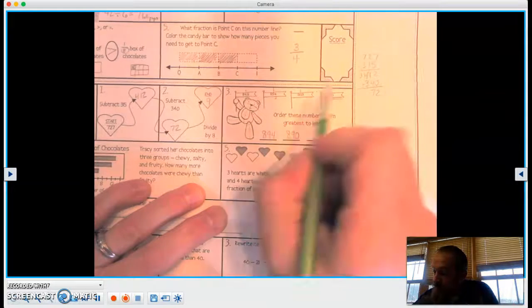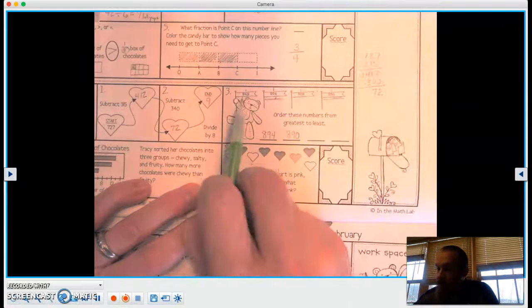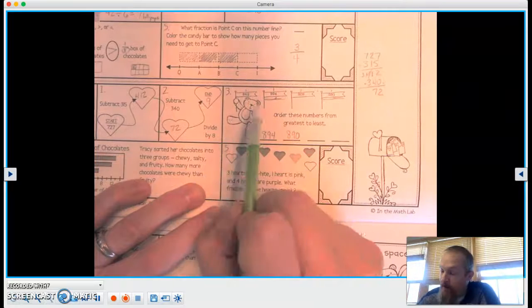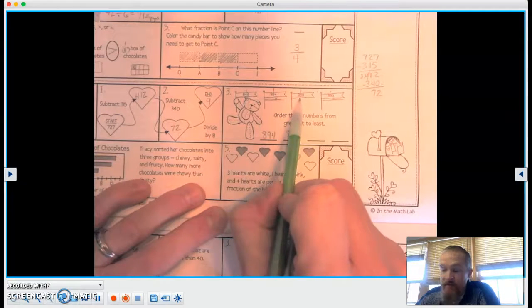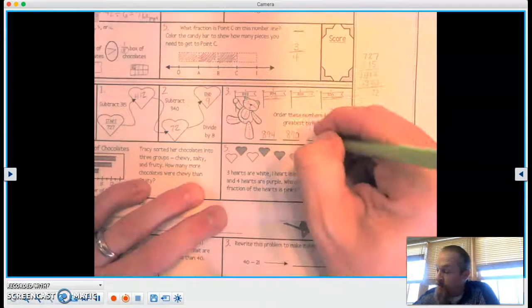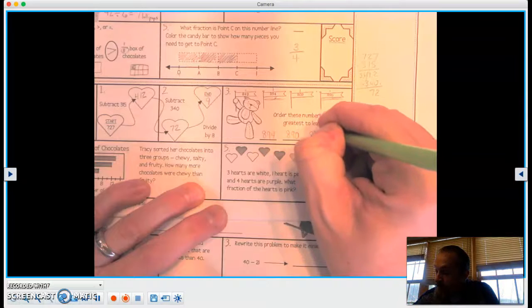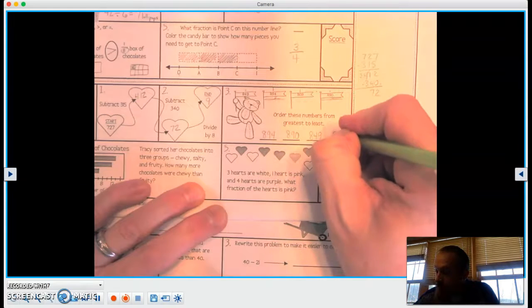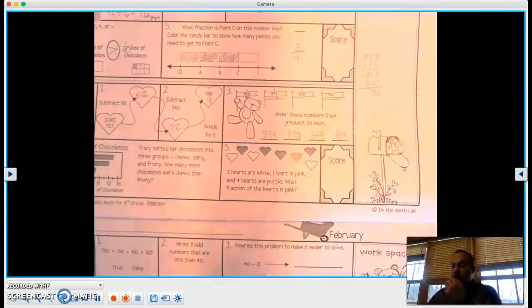Okay, so now we've used this one and this one. Now we go to this number or this number. We have 849 versus 809. So 849 would go next. And 809. There we are.